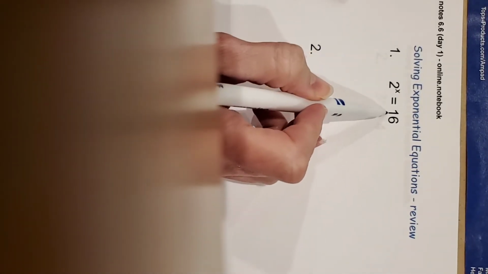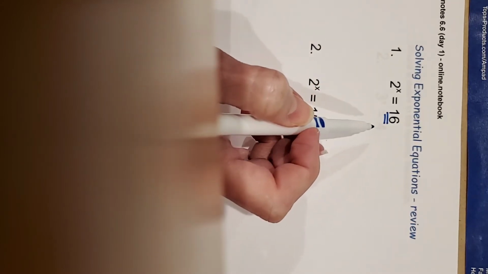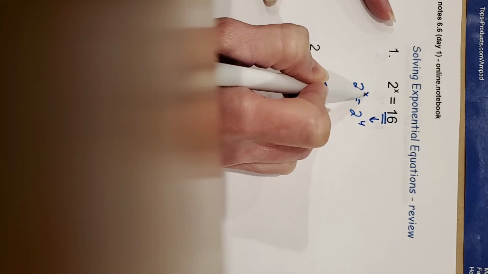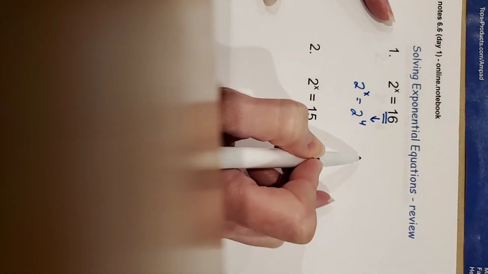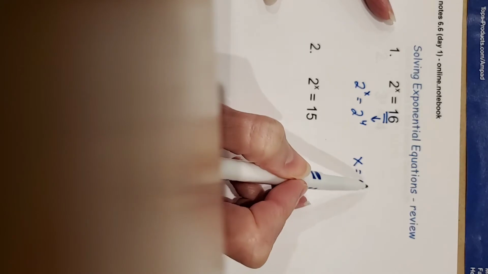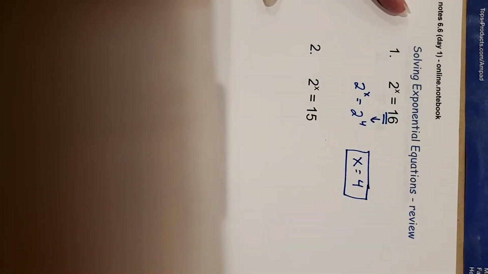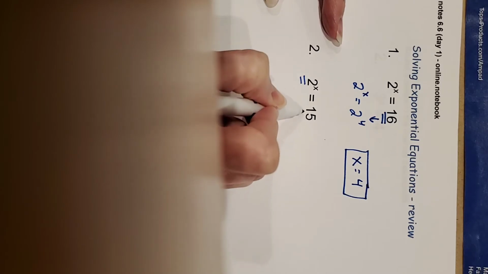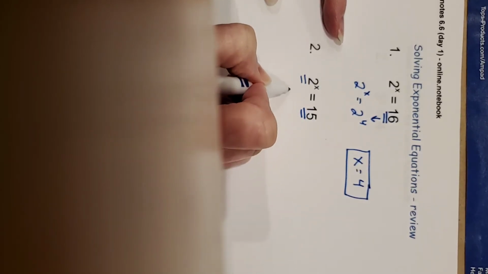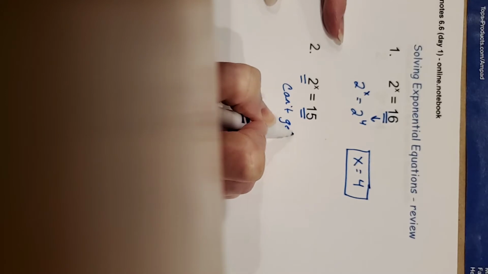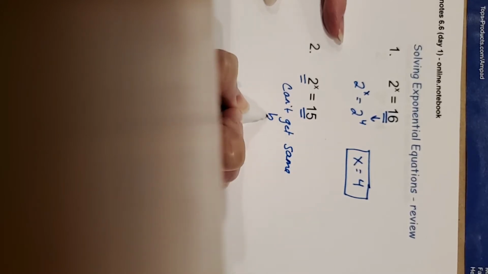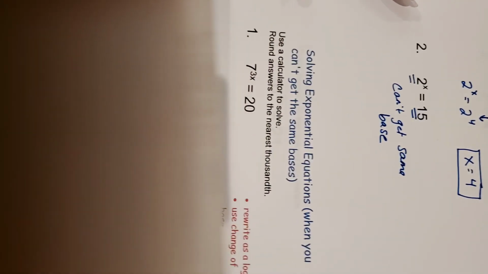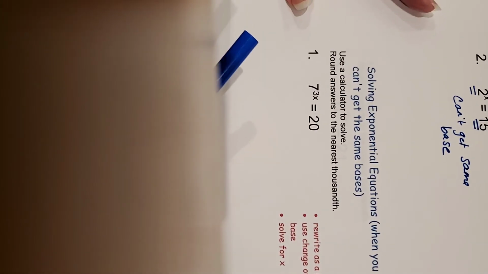So now let's go back. Solving equations review. Again, I can convert 16 and write it with the base of 2 because 2 to the 4th power is 16. So now when I have the same bases, we can just take the exponent pieces and set them equal to each other. And I get x equals 4. The problem is, on this particular problem, there's no way to get the same base. And that is where we have to start using our change of base formula.